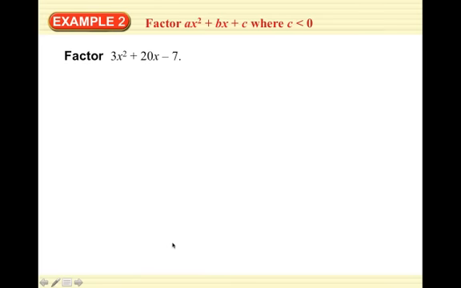All right, now let's try it with 3x squared plus 20x minus 7. So A is 3, B is 20, C is negative 7. So the absolute value of AC is the absolute value of 3 times negative 7. So the absolute value of negative 21 is 21.